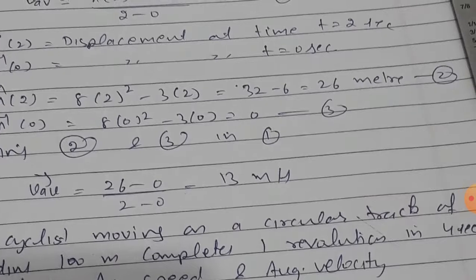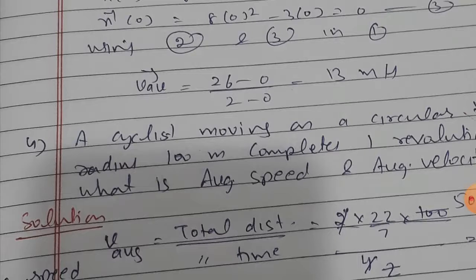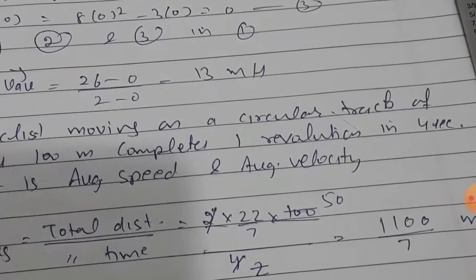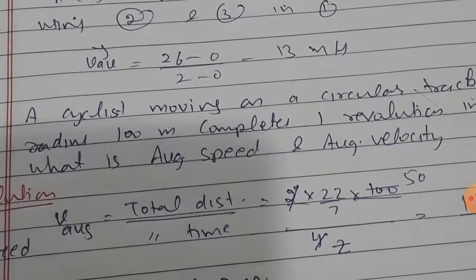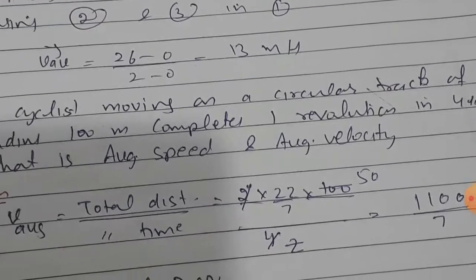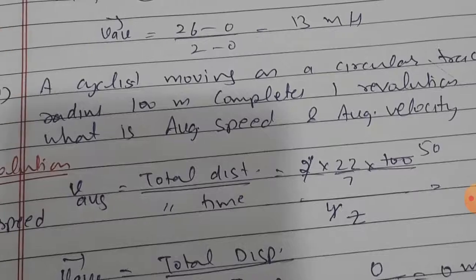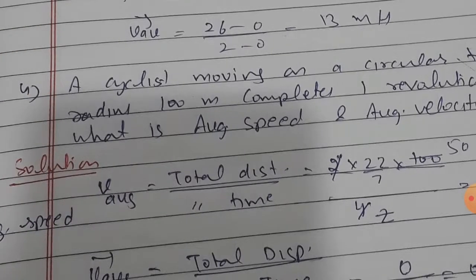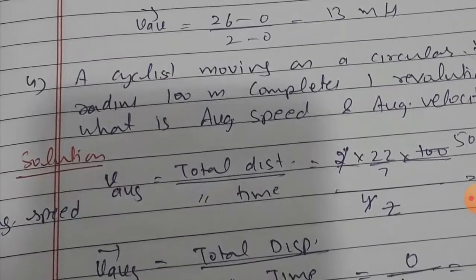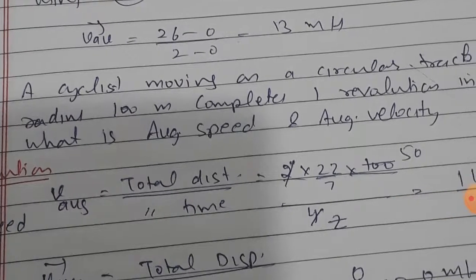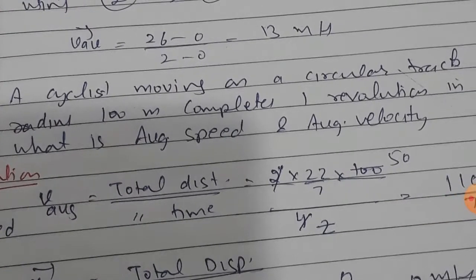This is the average velocity. Next one: a cyclist moving on a circular track of radius 100 meter completes one revolution in 4 seconds. What are the average speed and average velocity? Again, average velocity we know is total displacement over total time. Average speed we know is total distance upon total time. So when the cyclist completes one revolution, how much distance has he traveled? He has traveled 2 pi r, that is equal to the circumference of the circle.